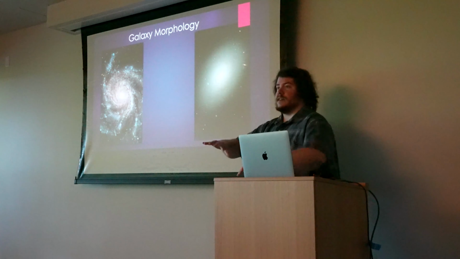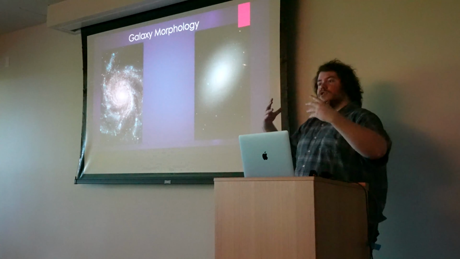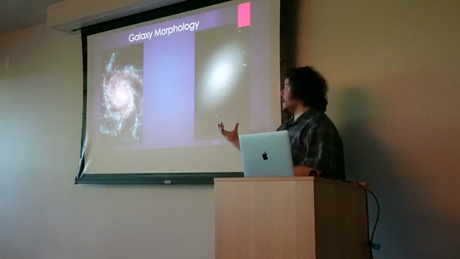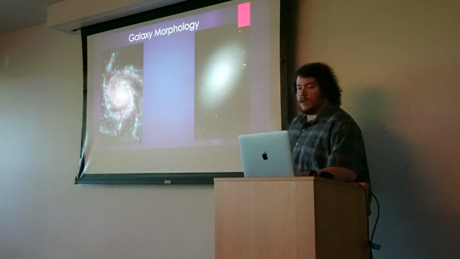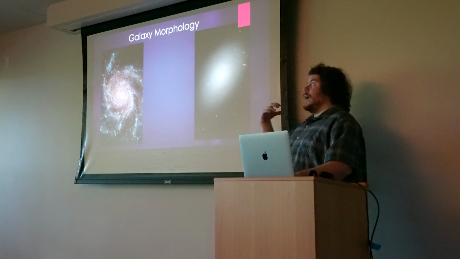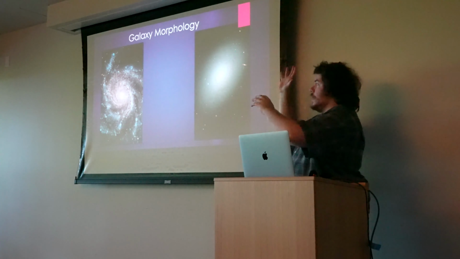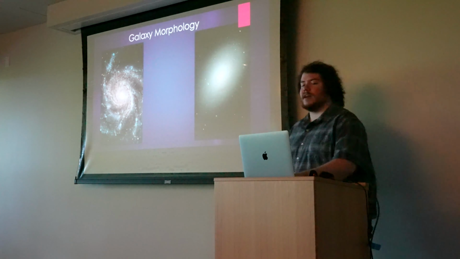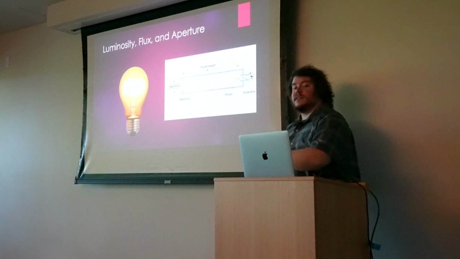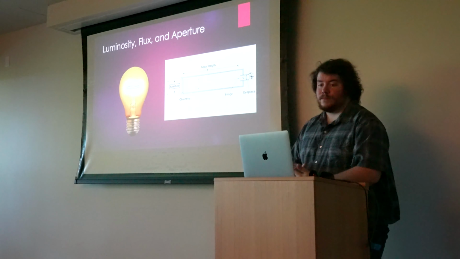With a spiral galaxy, it's all big and spread out, and it's actually rather evenly distributed. But with elliptical galaxies, they're really concentrated. They're very centralized. So how do we measure these things? Where do we take this and put it into data? Well, we do that by looking at luminosity, fluxes, and apertures.